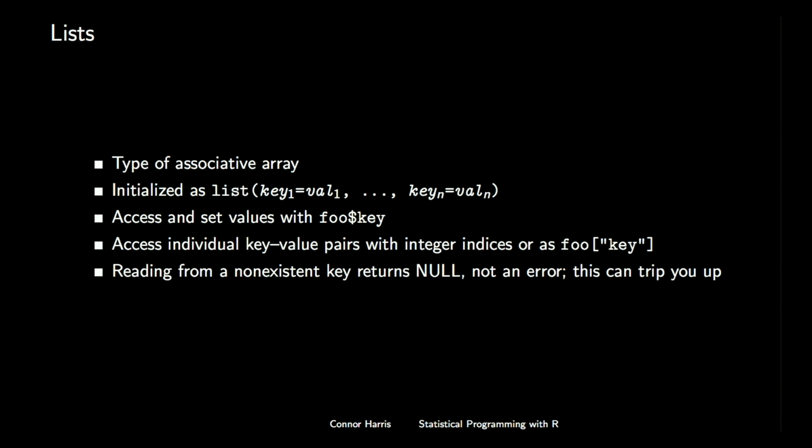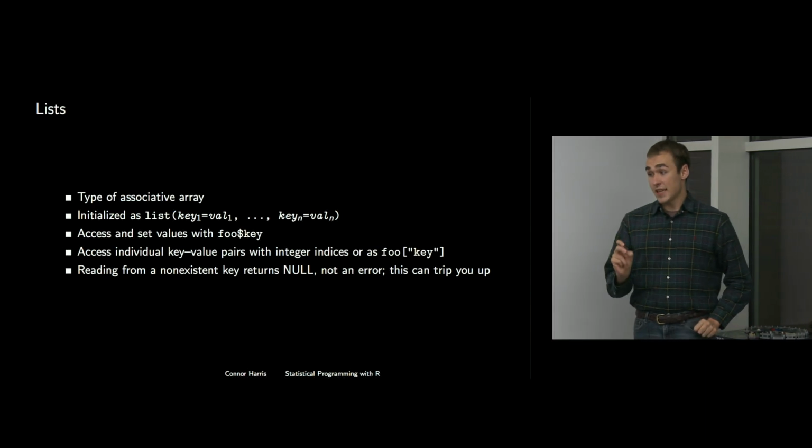So lists are basically associative arrays. You can access values with the list name, $, key. So if your list is named foo, then you can access it like that. You can get an entire key-value pair by passing in the square bracket index. If you read from a non-existent key, you'll get null.